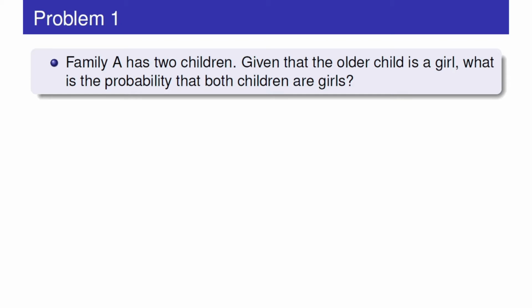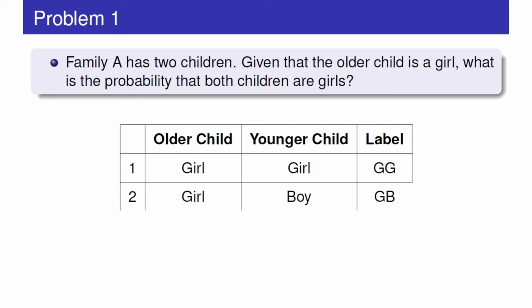Now let's consider problem 1. Family A has two children. Given that the older child is a girl, what is the probability that both children are girls? Now, here the condition is the older child is a girl, so we only have the following two situations. That is, the older child is a girl.